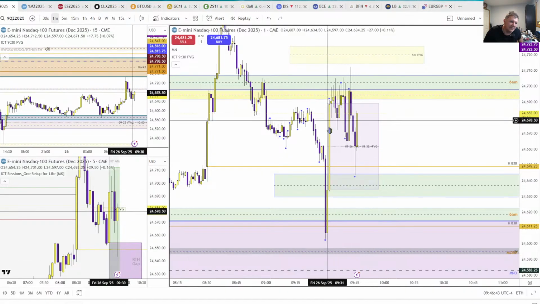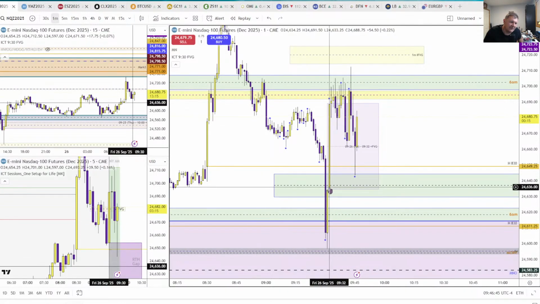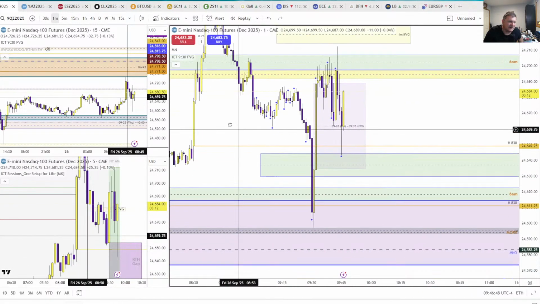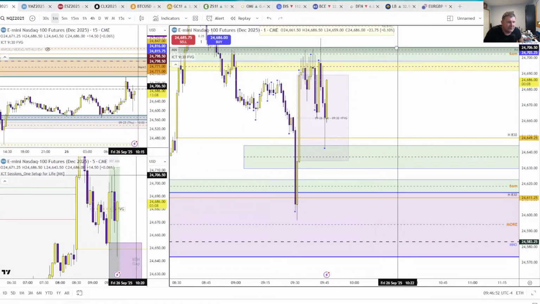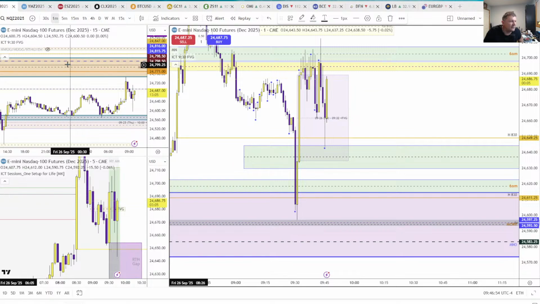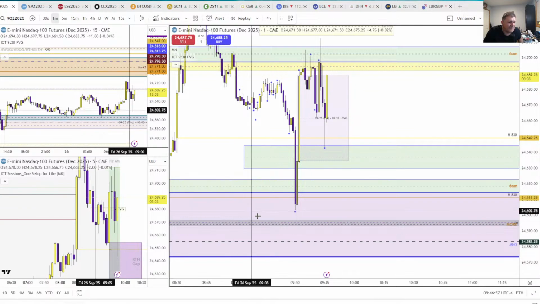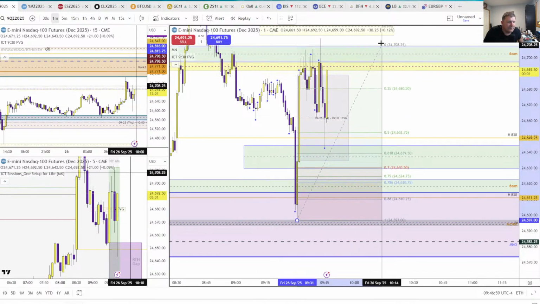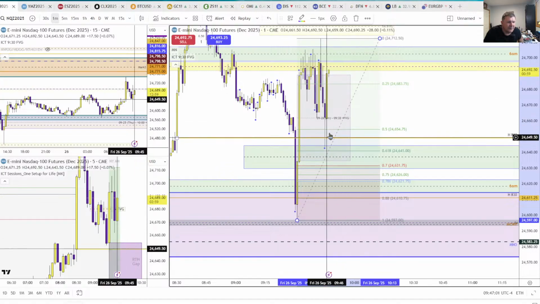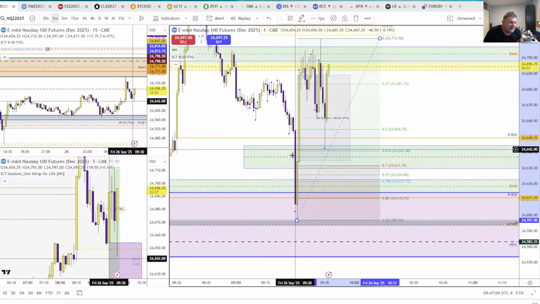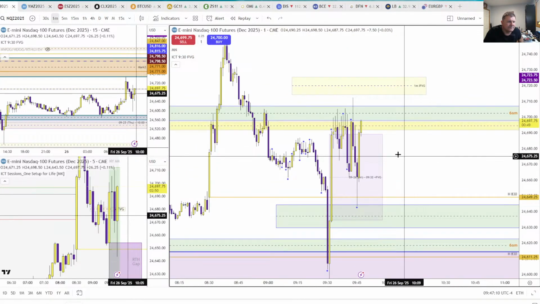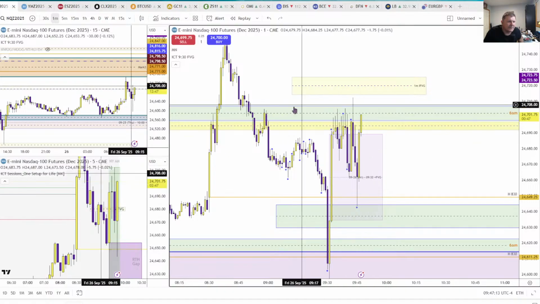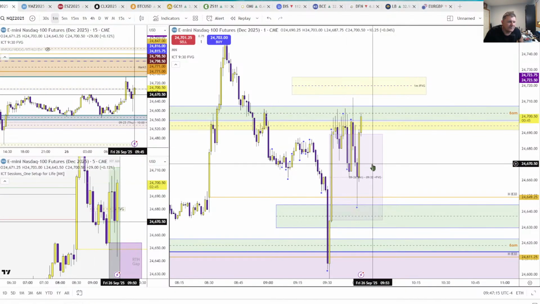It's been worked from above, and it's now come down to the discount portion because that's definitely more than 50% of the small range we just created. From here to here, you're below 50% and you reach back into that discount box. Now, are we going to make a run higher? Wait for market structure shift.